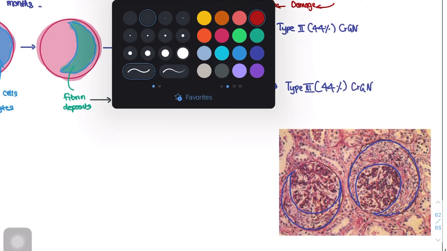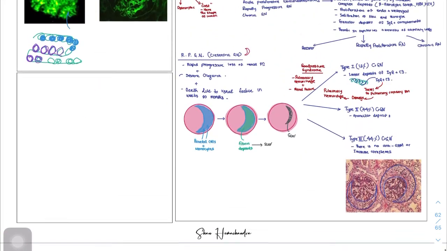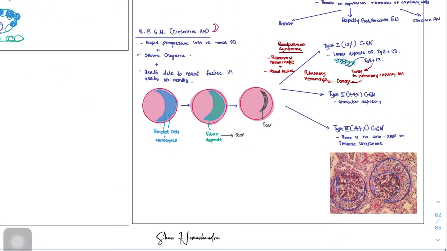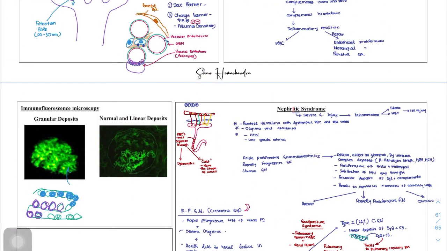Type 2, you get granular deposits. That's all you need to know about that. And type 3, there is no anti-glomerular basement membrane or immune complexes. You don't see this in immunofluorescence or electron microscopy. So basically there is some other pathogenesis involved. Okay. So that is it for nephritic syndrome.